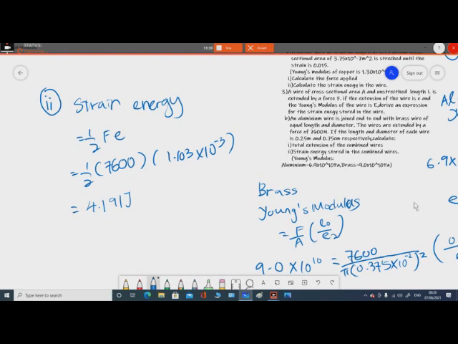There was a mistake before. With 1.101, the final answer we get for the strain energy is equal to 1.101 times 10 to the power of negative 3 times 7600 over 2, so the answer is actually 4.184. So this is the final answer.